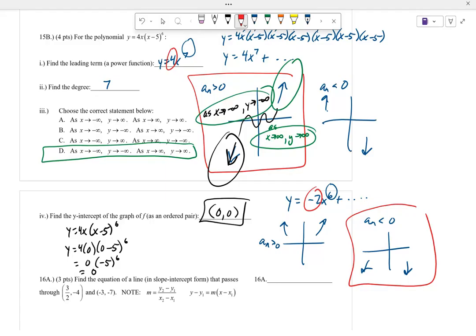So just remember your end behavior, depending on the degree being even or odd, and the leading coefficient.